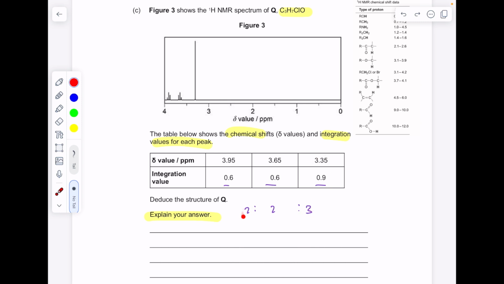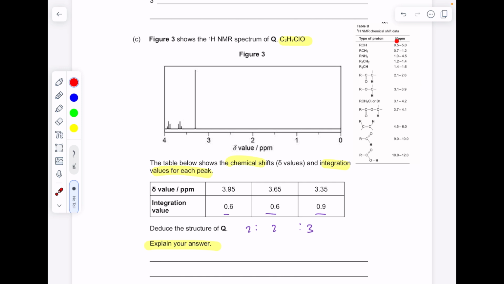And we know that ratio corresponds to the exact number of hydrogens in this compound, because actually here it tells us that there's 7 altogether, so that makes this question slightly more straightforward. And let's look at the chemical shift data now. So we know we've got a peak at 3.95. I've pulled in the data from the data booklet. So 3.95, look down here, could obviously correspond to this type of proton and this one here.